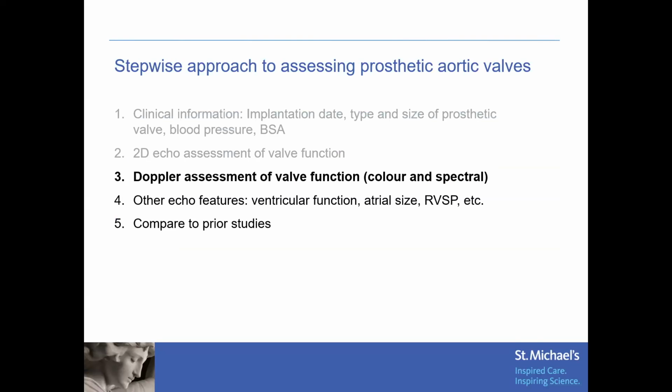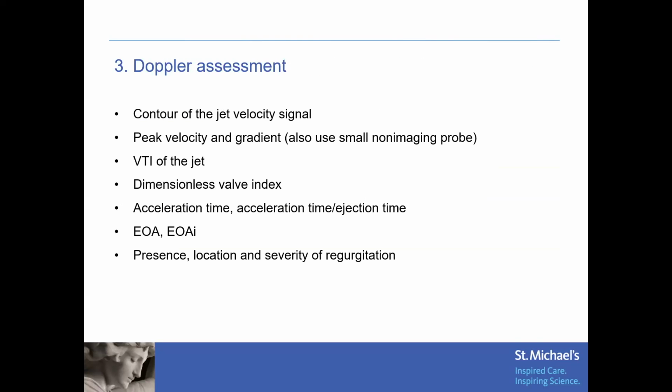Okay, so moving on to the Doppler assessment of the valve. This would be the bulk of the echocardiographic assessment. When we talk about all the different components of it, the first would be the contour of the jet velocity signal, looking at, of course, the peak velocity and the gradients, particularly the mean gradient. Just a point here that sometimes using a small non-imaging probe can improve the maximum gradient that you observe, because you get in between the rib spaces. So just a plug to try to use that when in doubt.